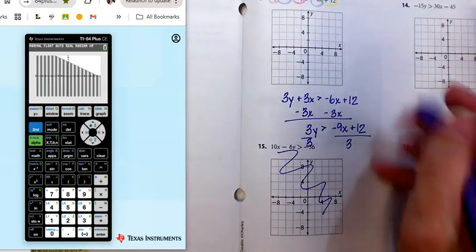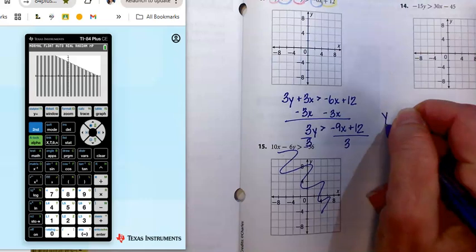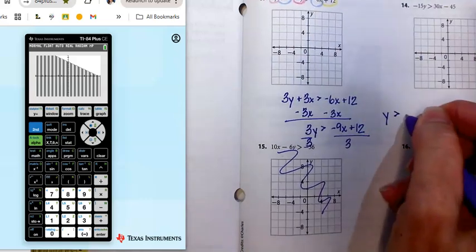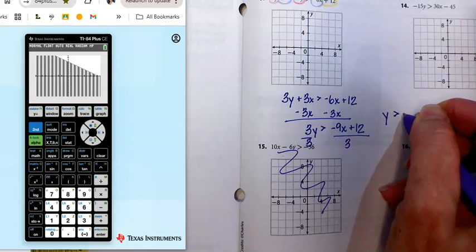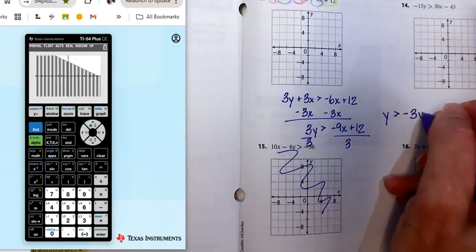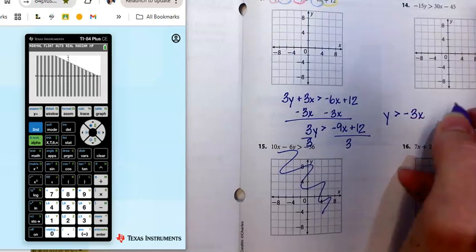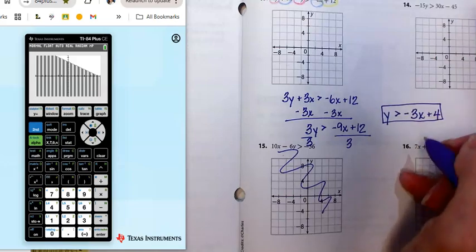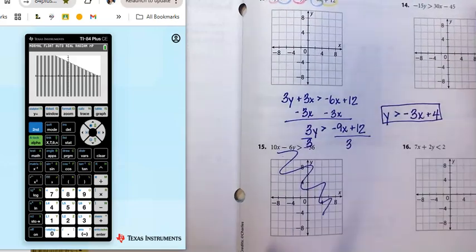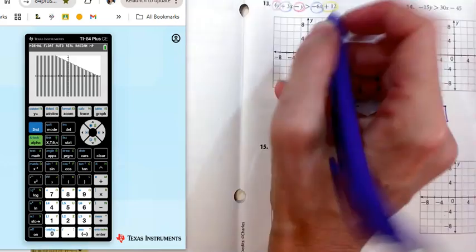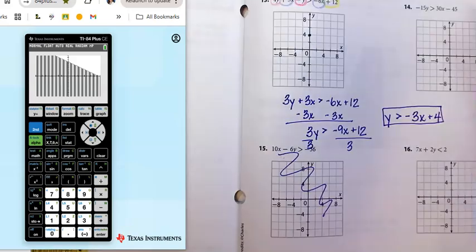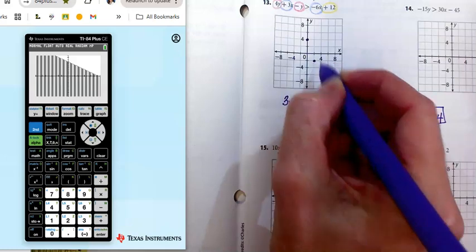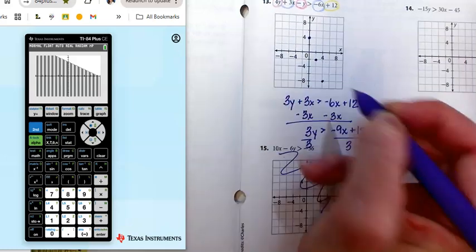I'm going to come over here. That's going to be y is greater than negative 9x over 3 is negative 3x. And then 12 divided by 3 is a positive 4. So here's my equation. And I'm going to go up here and I'm going to graph it. I'm going to start at 4, and I'm going to go down 3 units and over 1. Down 3 units and over 1.